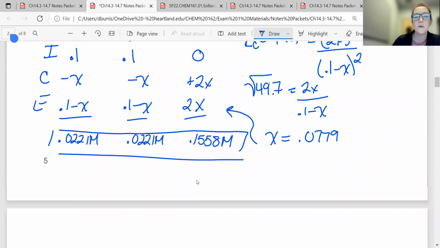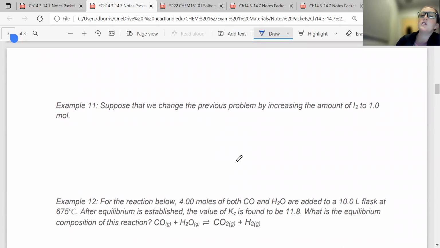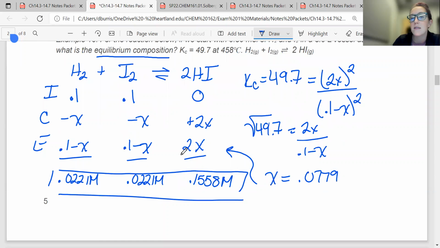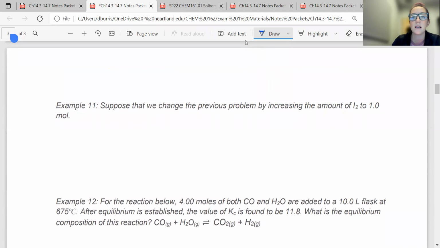All right. Now, example number 11 says, suppose that we change the previous problem by increasing the amount of I2 to 1. So the only thing that would change is the I2 value, which means the algebra gets a whole lot more difficult. It's not that this problem is really much different. It's just that your setup is going to be different, and then you have to do some algebra. So I'm going to set this one up. Try to set that one up if you can, and then check your answer there.